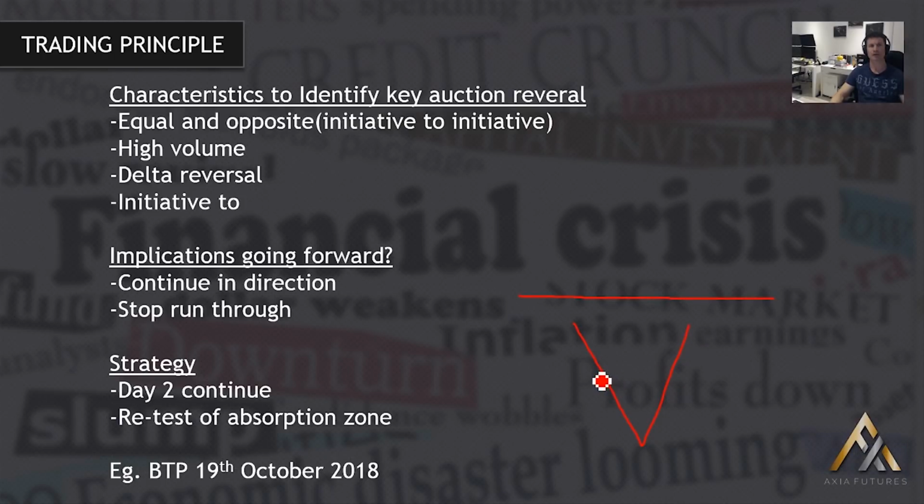Now, what a V-shaped reversal is, is what we call an equal and opposite. In other words, the way the market sells off in terms of structure, and in terms of how it looks, and in terms of the way the sellers are selling, is the same way in which it reverses. So we see very aggressive selling, and then we see equal and opposite. We see very aggressive buying. And that's what we call an equal and opposite.